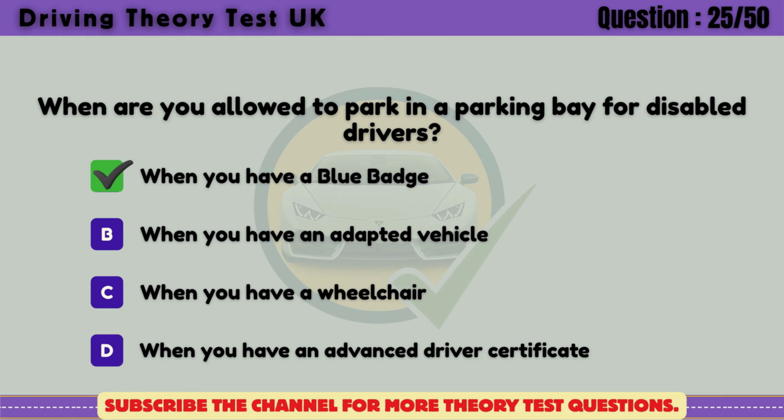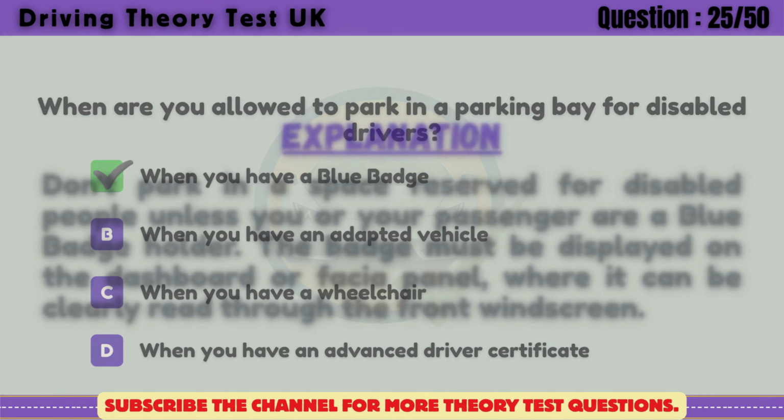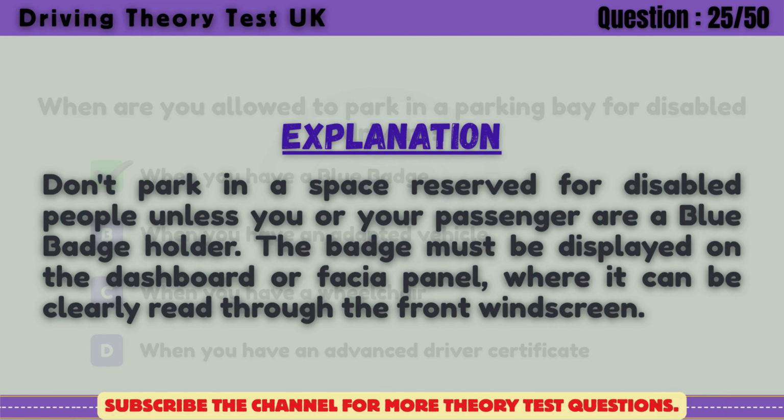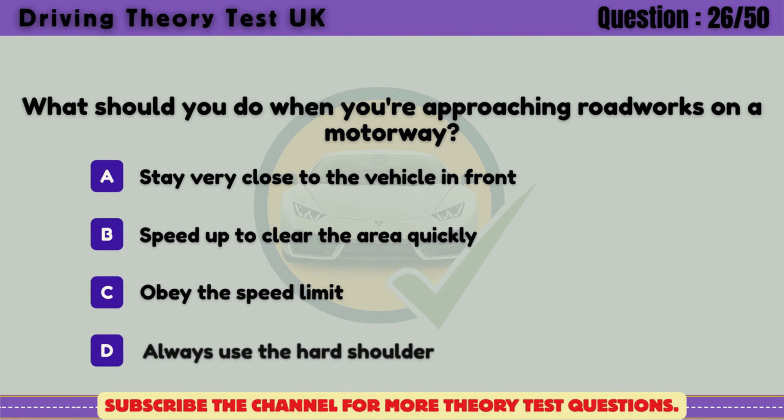Answer is A. When you have a blue badge. Don't park in a space reserved for disabled people unless you or your passenger are a blue badge holder. The badge must be displayed on the dashboard or fascia panel, where it can be clearly read through the front windscreen.